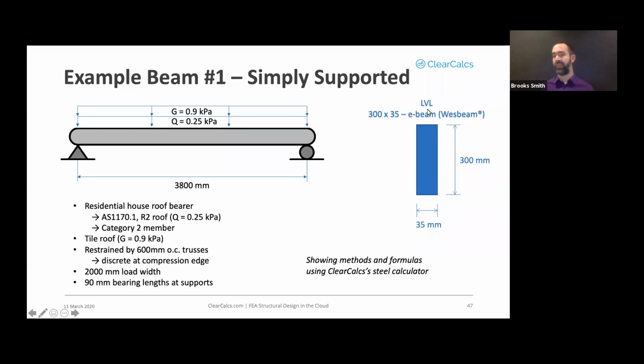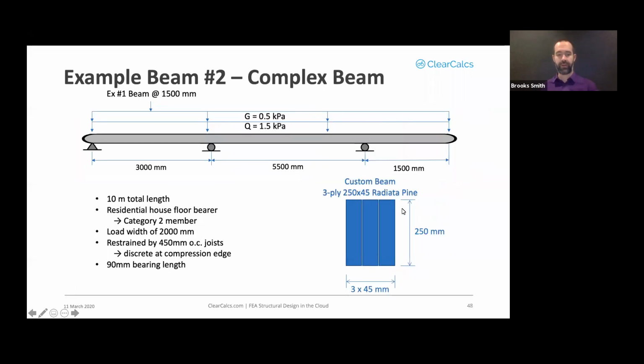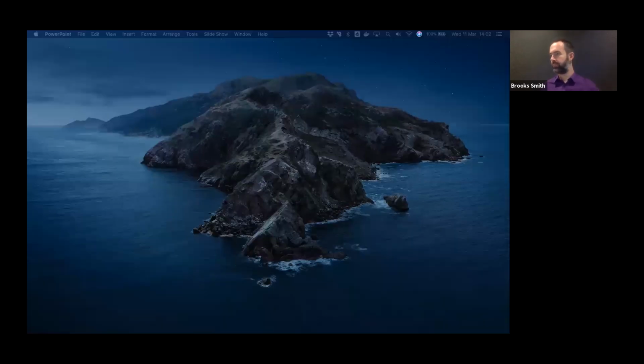What we're going to end up finding, and I'll show you how to get to this, is that for an LVL, the most efficient LVL member will be a 300 by 35 E-beam manufactured by Westbeam. I'm not trying to promote any particular manufacturer here. I'm just going to arbitrarily select Westbeam as the manufacturer that I'm going to design to. So, I'll show you how to do those calculations, and I'll show you how to do it using the ClearCalcs platform.